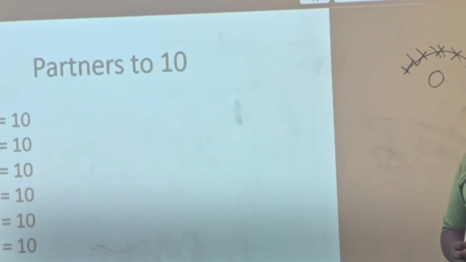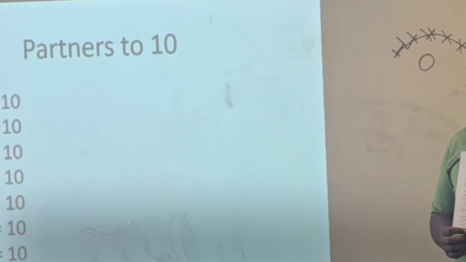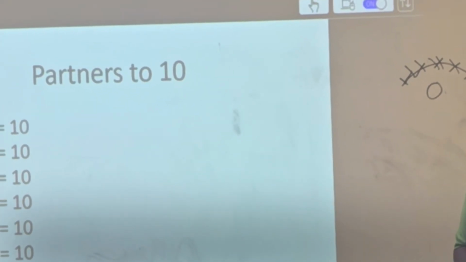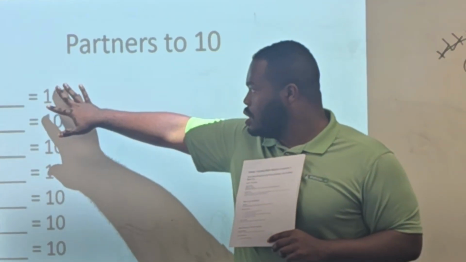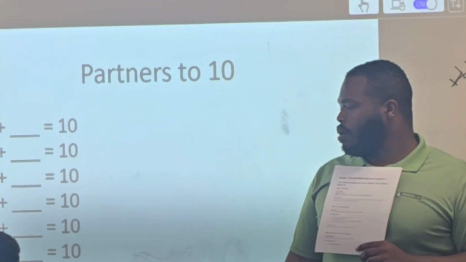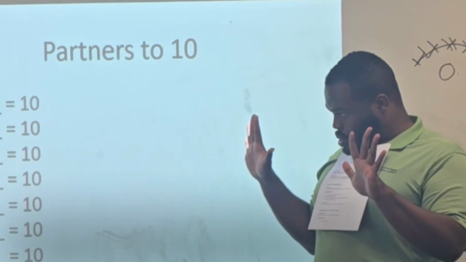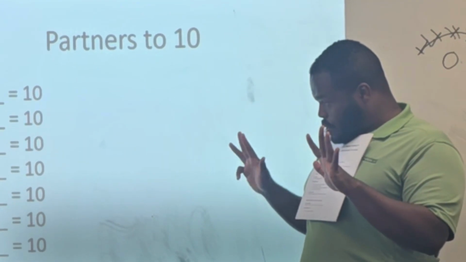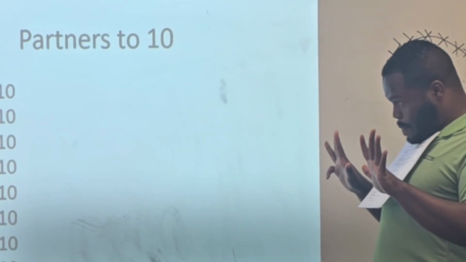Not 11. So 1 plus blank equals 10. So if we have 10 and we already have 1 of that 10, how many do we have left to put there? So if we have 10 and we already have 1, how much is that? 9. It is 9. Good job.